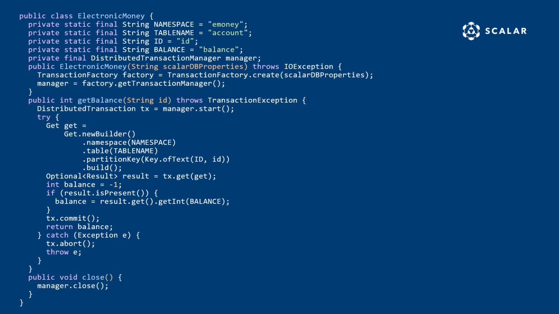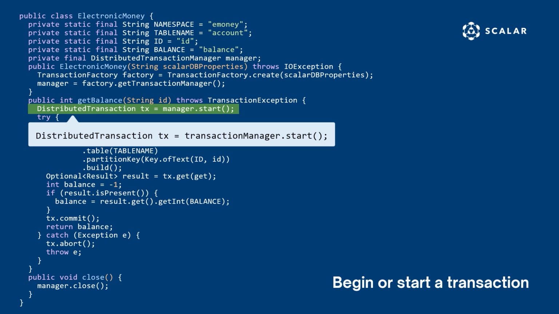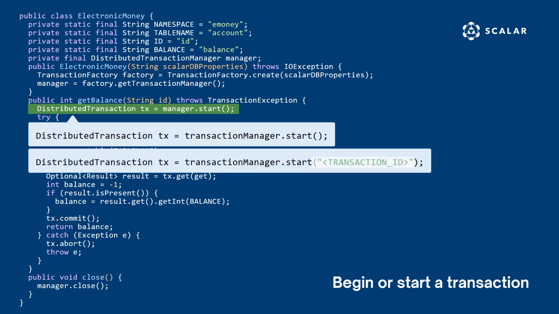Before executing transactional CRUD operations, you need to begin or start a transaction. Alternatively, you can use the begin method for a transaction by specifying a transaction ID. Specifying a transaction ID is useful when you want to link external systems to ScalarDB.